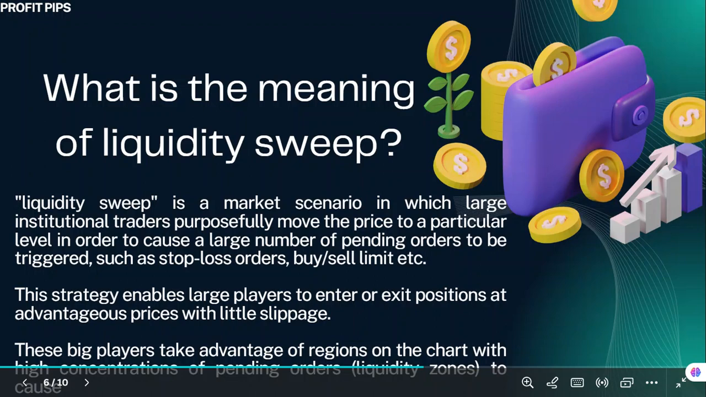Okay, so you must have heard of the term stop hunt. This is also called stop hunt, liquidity sweep, or liquidity grab. Some call it liquidity sweep, some call it liquidity grab, some call it stop hunt. What this means is these big market players anticipate where retail traders or small traders set their stop loss.